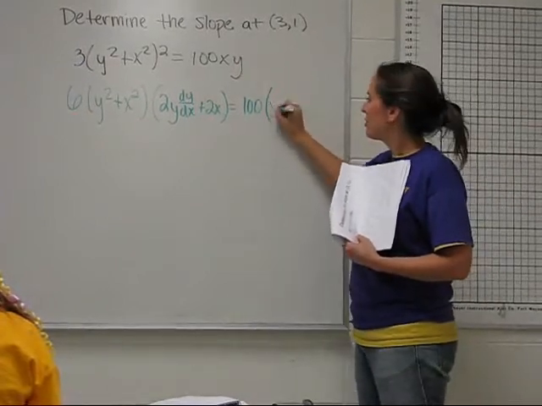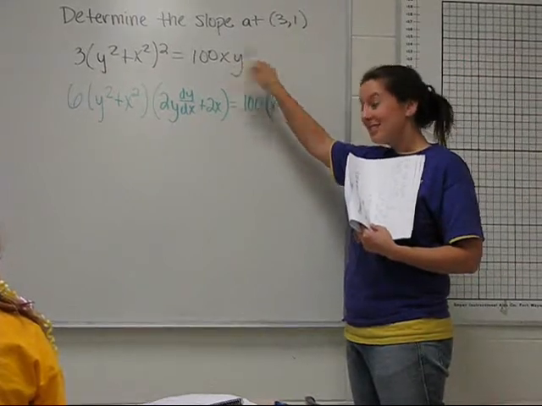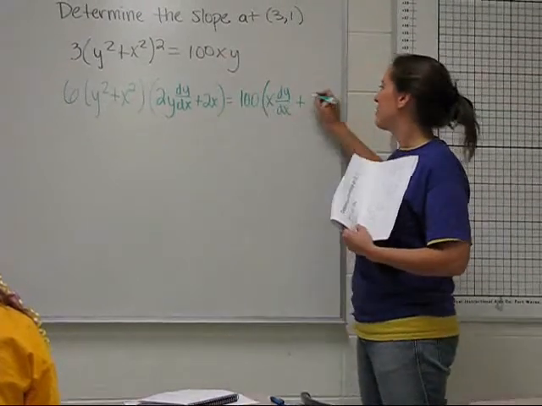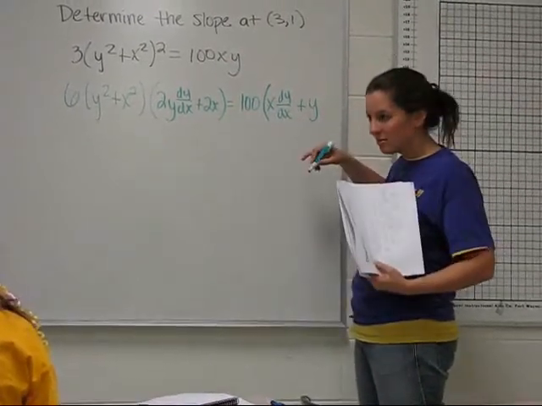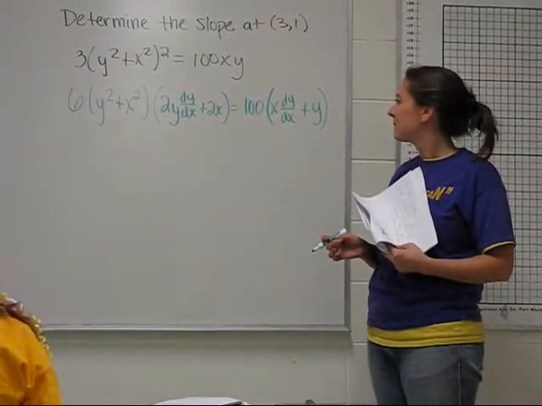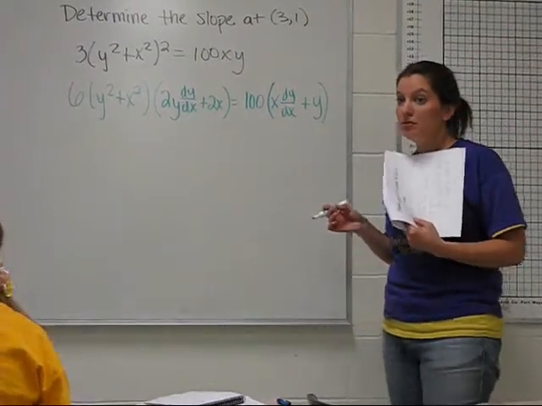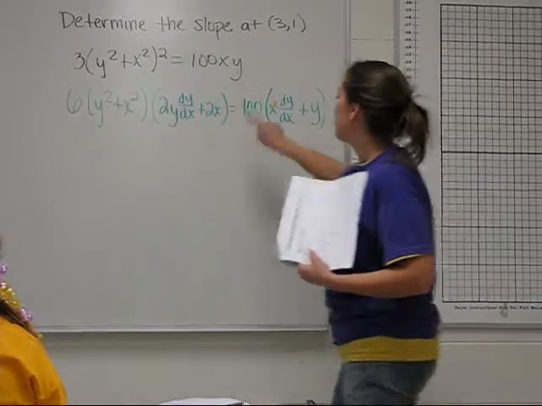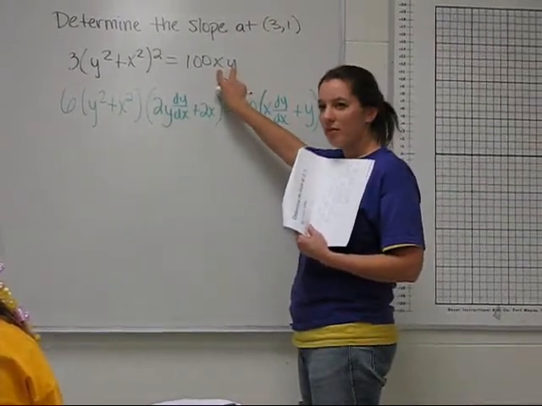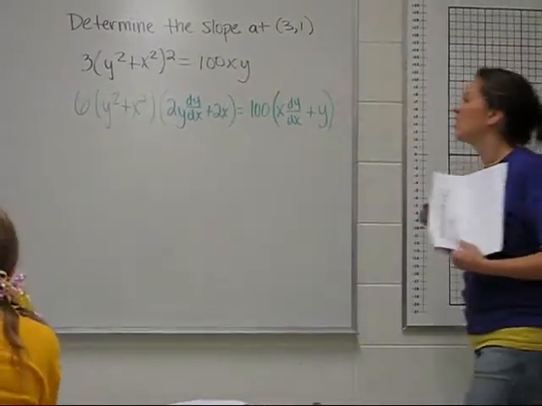First times the derivative of the second, which is dy over dx, plus the second times the derivative of the first. Derivative of x is 1. Wait, why does it look like dy over dx is by x? Because it's first times the derivative of the second. Derivative of y is dy over dx. Oh, you did it when product rule.